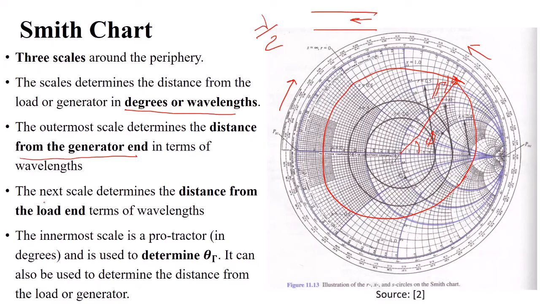So here you have the next scale, to determine the distance from the load end in terms of wavelength. The innermost scale is a protractor in degrees and is used to determine the phase of the reflection coefficient. It can also be used to determine the distance from the load or generator. So this is how we can measure the phase and the wavelength in the Smith chart.